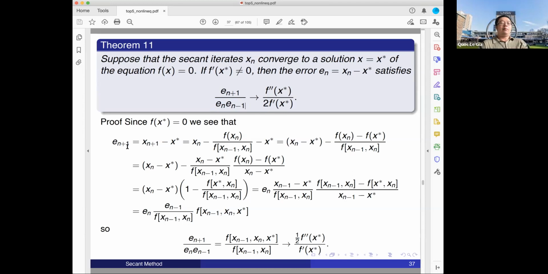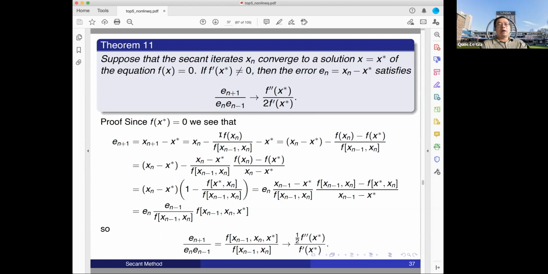And we do it step by step. The error e n plus 1 is, by definition, x n plus 1 minus x star, right? And you replace x n plus 1 by its definition. So this one is the definition of x n plus 1, minus x star. And now the x n here and the x star here, you combine them. So you get x n minus x star, combined into a single term.